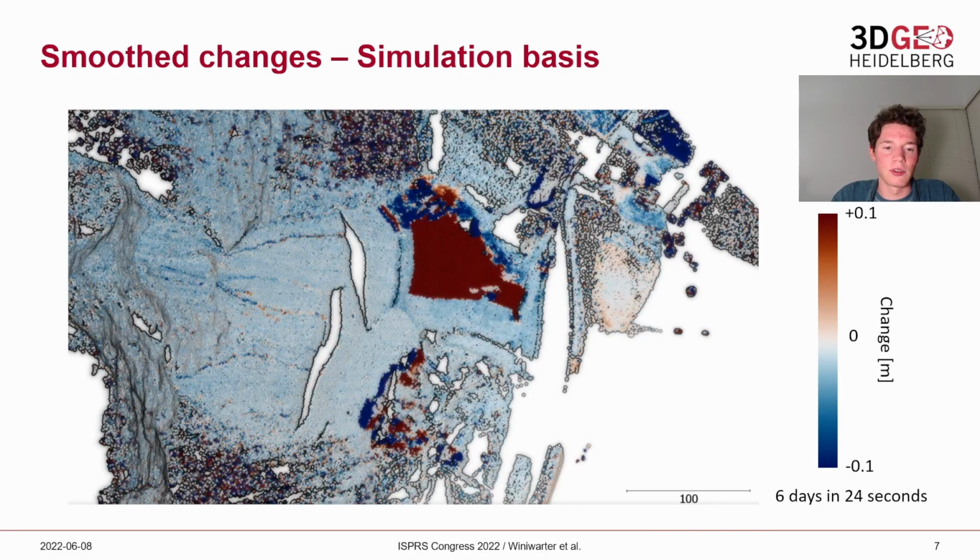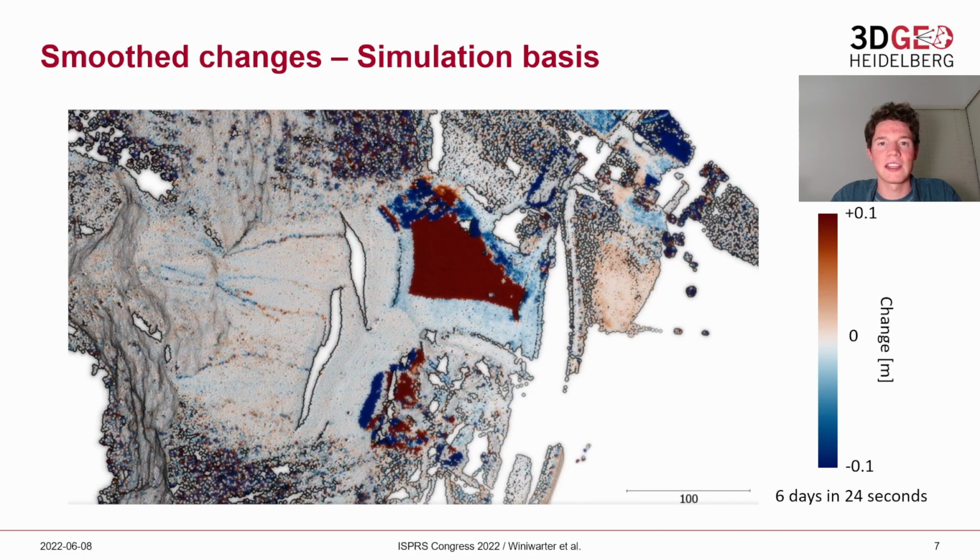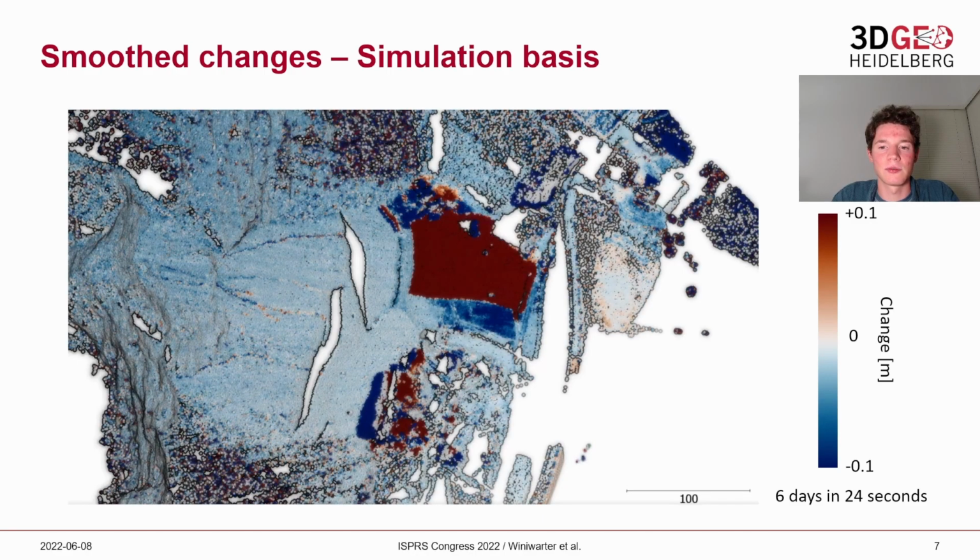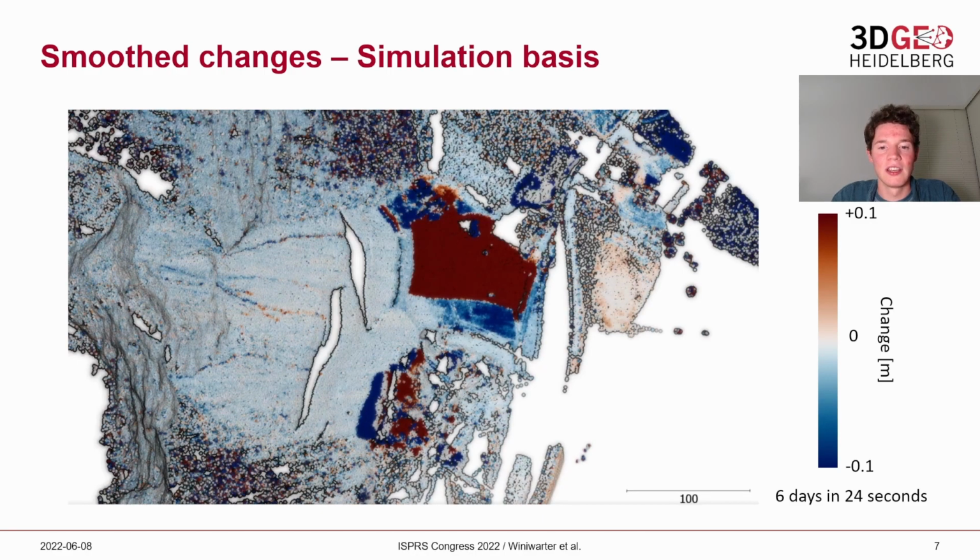And we can see these erosion rills forming. Sometimes there's also some data gaps in the leftmost part, which is furthest away from the scanner. And these data gaps are due to occlusion from precipitation.